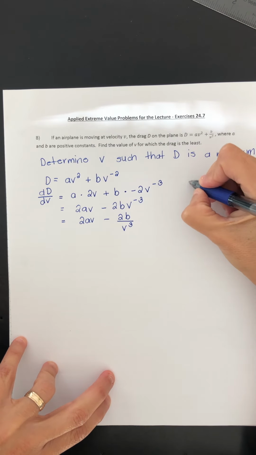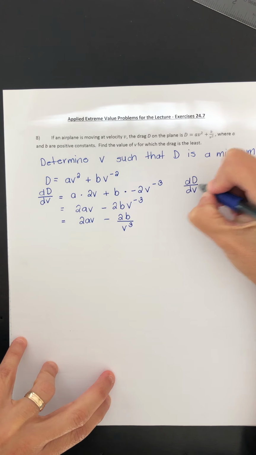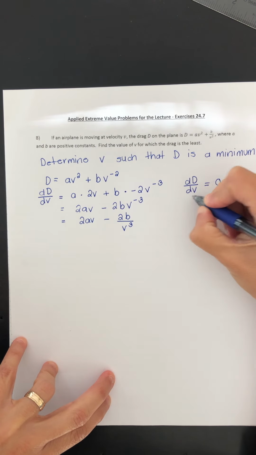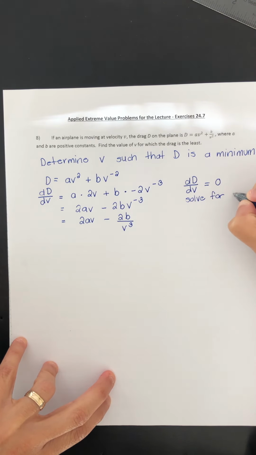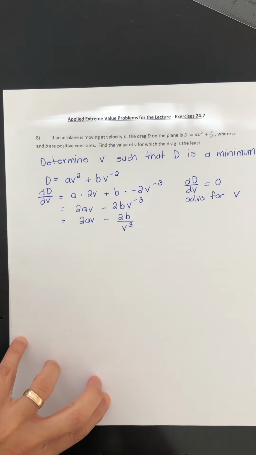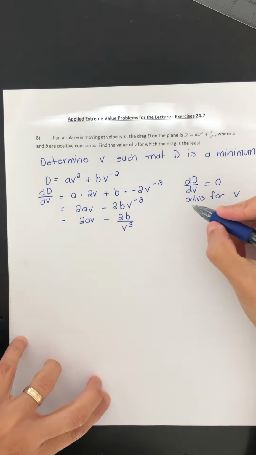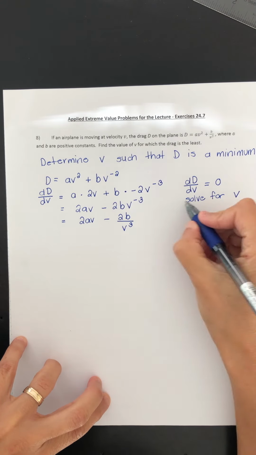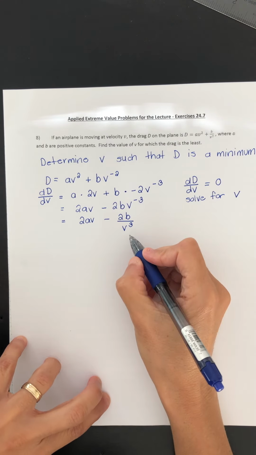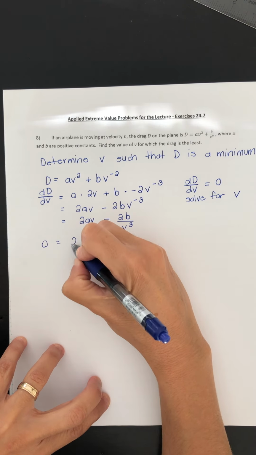Remember, that means you take the first derivative, set it equal to 0, and you solve for the variable little v. And after that, we'll also perform the second derivative test. But we're on this part now. We're going to set this equal to 0 and solve for the velocity.